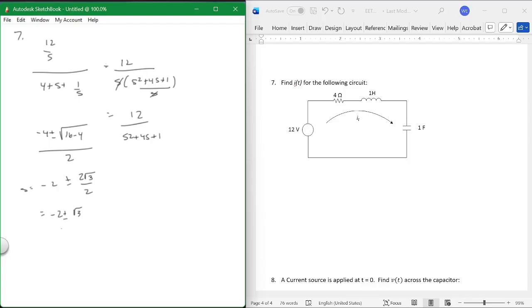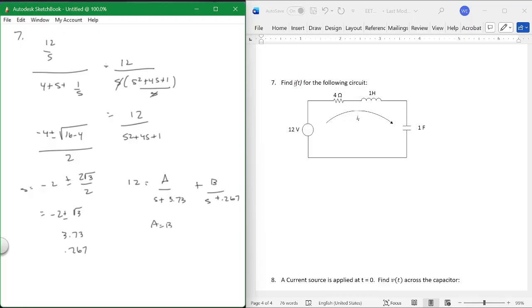So at this point, I just say, okay, minus 2 plus or minus square root of 3 is equal to 3.73 and 0.267. I forget about the radicals, so I just say it's s plus this and s plus that. So now we can do this: 12 is equal to a over s plus 3.73 plus b over s plus 0.267. From that we get our a and our b.